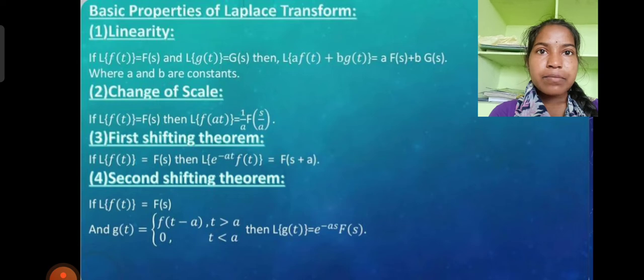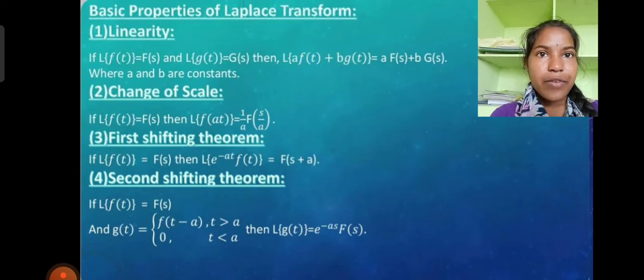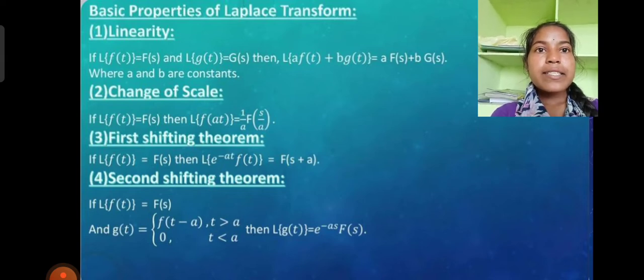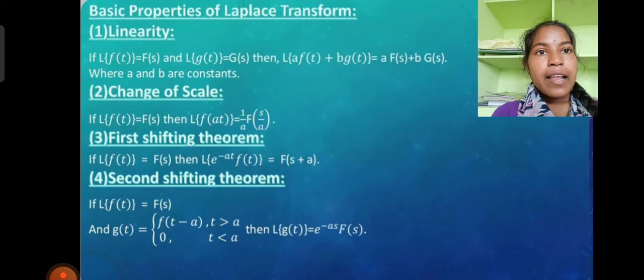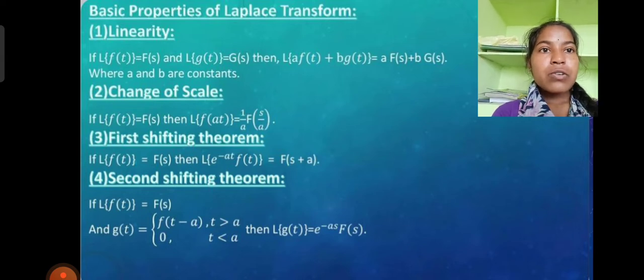Second shifting theorem. If L{f(t)} is equal to F(s) and g(t) is equal to f(t minus a) for t greater than a, and 0 for t less than a, then L{g(t)} is equal to e to the power of minus as times F(s).